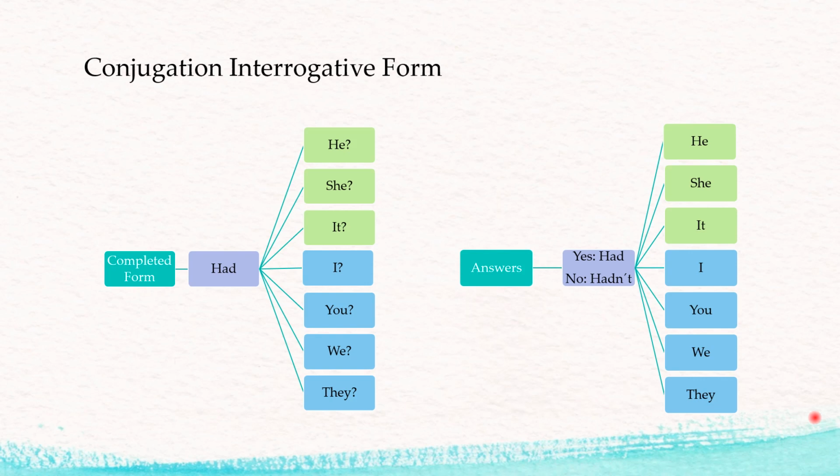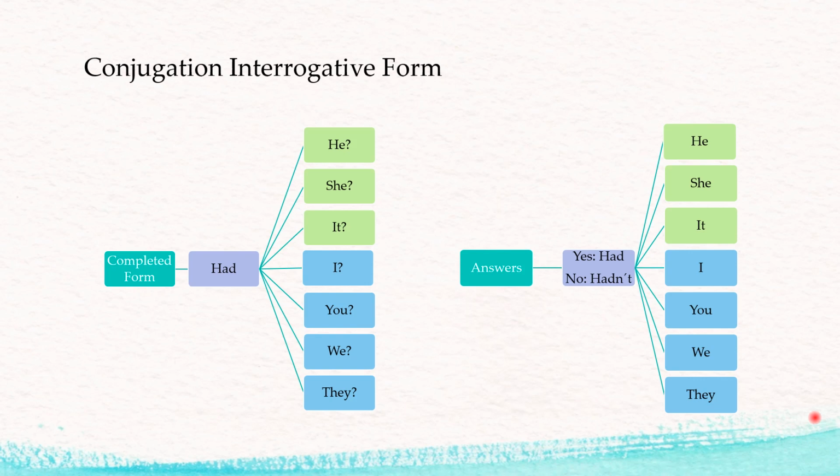Now, if we are going to answer a question, we can do it in affirmative and negative form. Let's go to check them. Yes, I had. Yes, you had. Yes, we had. Yes, they had. Third persons. Yes, he had. Yes, she had. Yes, it had. Now, in negative form.